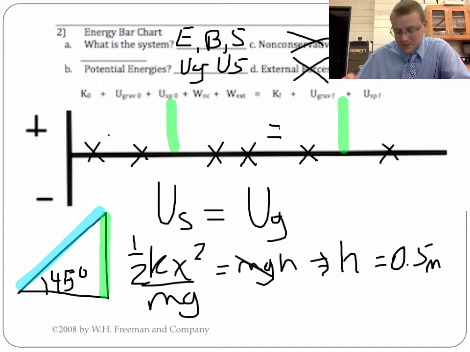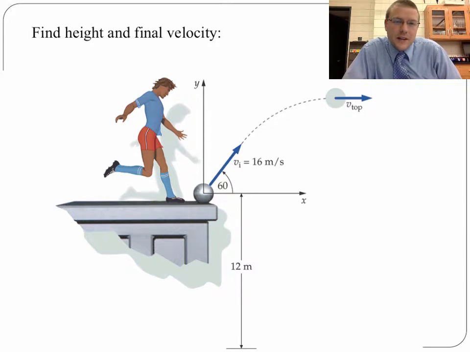Let's try another one. In this example, we're trying to find the height and final velocity of a soccer ball once it is kicked off this roof. So they give you a height above the floor, they give you the speed and the angle that the projectile is launched at, and you can absolutely use all of your kinematics for this. However, energy is probably going to be a little bit easier for you because you don't have to worry about the time of flight or anything like that. All you care about is the start point of that ball and whatever end point you're interested in.